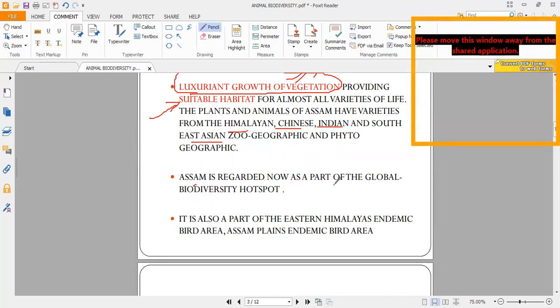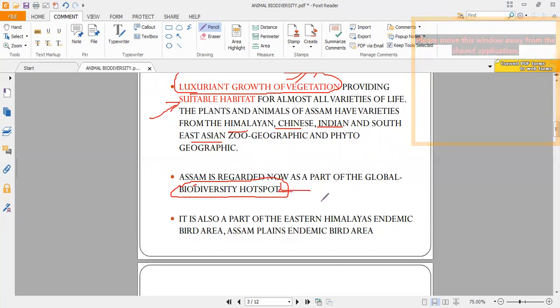Along with that, Assam is also regarded as a part of a global biodiversity hotspot. Now, what is the meaning of biodiversity hotspot? These are regions which are very rich in biodiversity. At the same time, there are many plants and animals that are endemic to these regions. Endemic means these organisms are found only in that particular area. In no other areas can we find these organisms. So Assam is also a part of the biodiversity hotspot that you can find in some parts of the world. So we can find different types of endemic species of plants and animals in Assam.